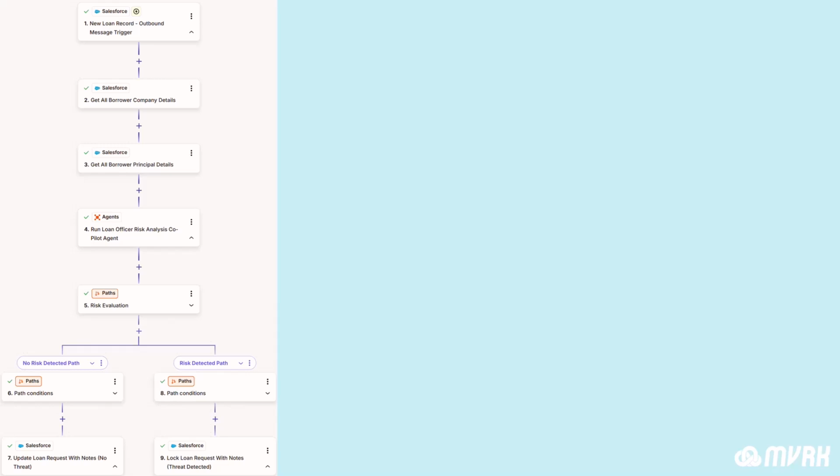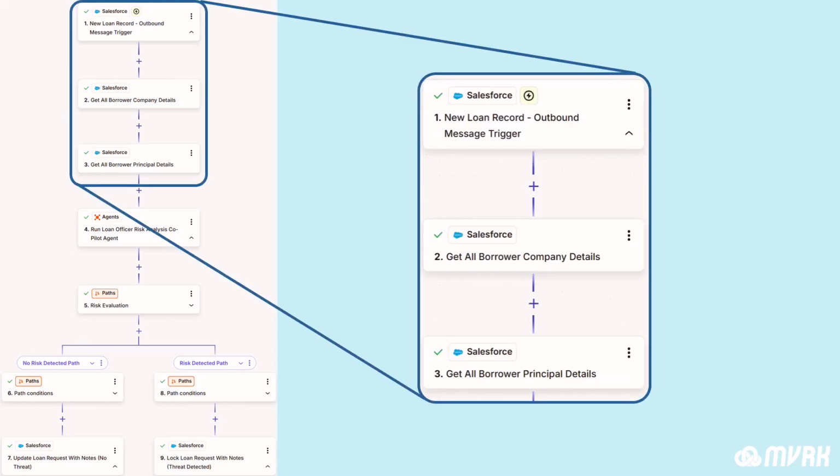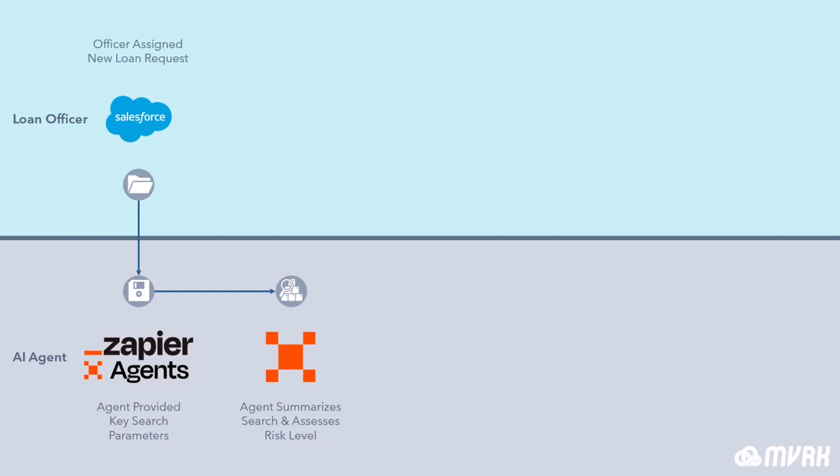This is what the Zap actually looks like. The top 3 steps that you see are the outbound message from Salesforce to trigger the Zap. Then we are getting all of the details of the company and all of the details of the principal contact on the loan application. What that's going to do is allow us to give the agent a clear prompt to do a search and to assess the risk level, all in the background while the loan officer is performing a risk assessment themselves.